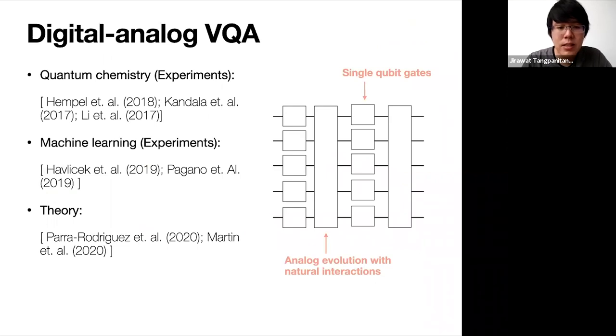There exists a digital-analog VQA, where you can think of it as a series of single-qubit gates and entangling gates, where the entangling gate is basically anything that you can implement in your system. You can just turn it on to increase the entanglement in your ansatz.